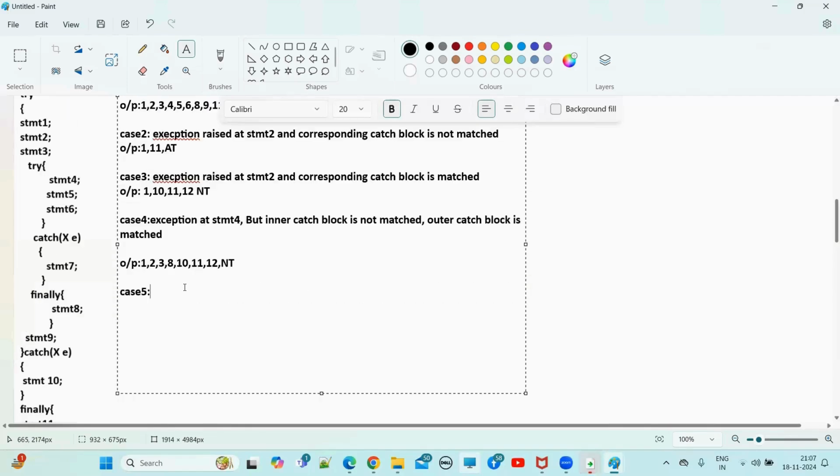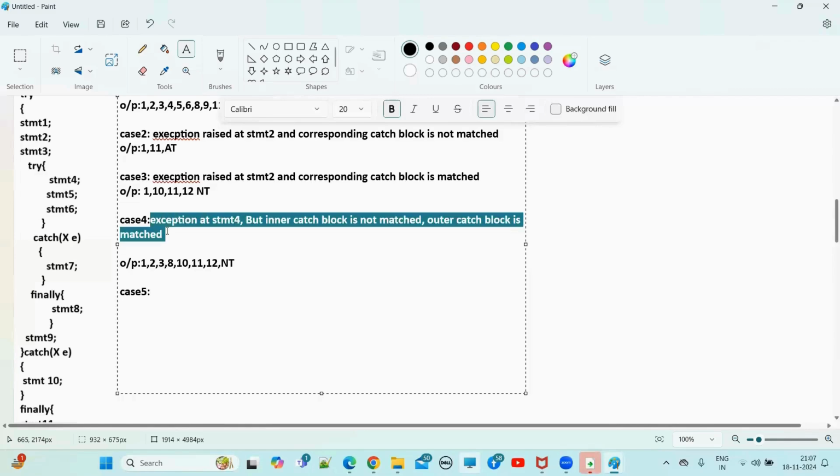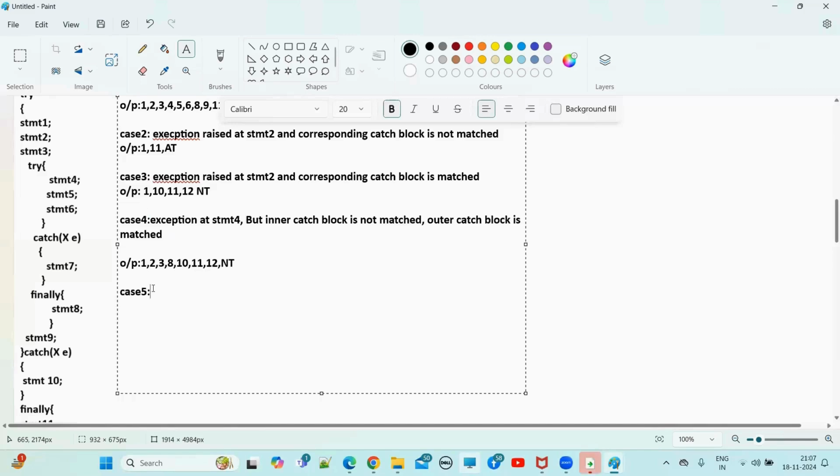Now, if an exception is raised at, let me put now, statement 5. And here, inner catch block is matched, guys. Exception raised at statement 5. Corresponding inner catch block is matched. And now tell me what is the output.